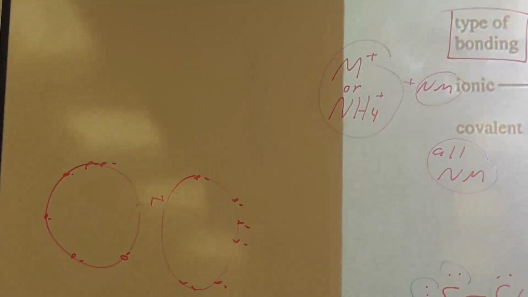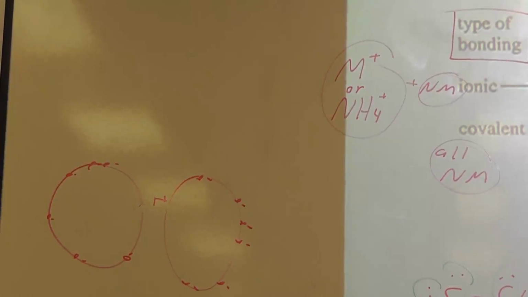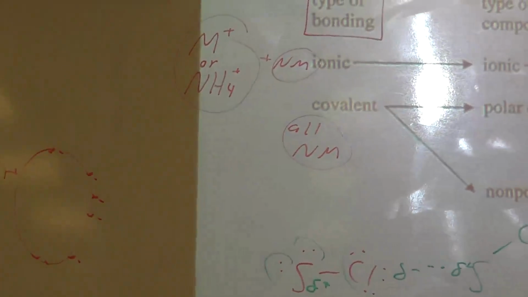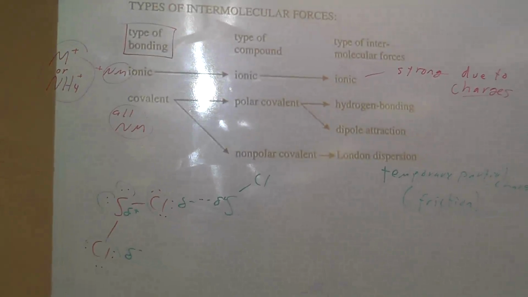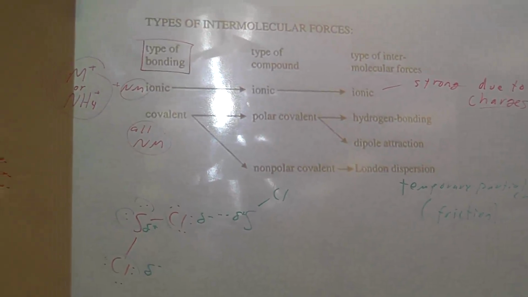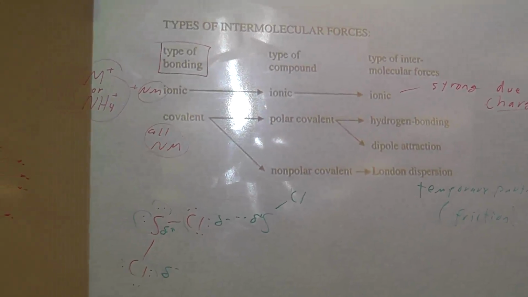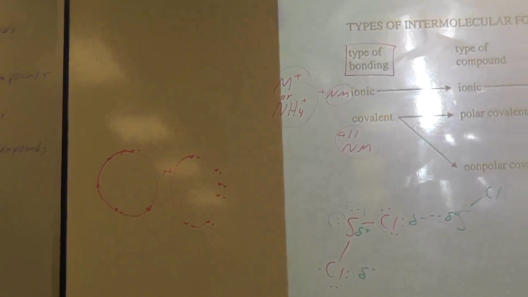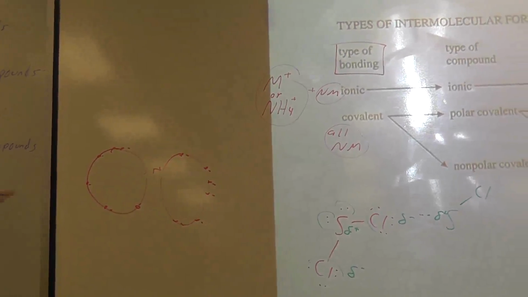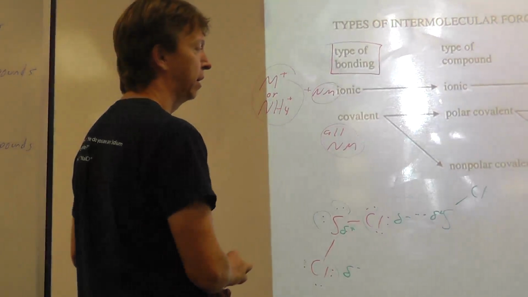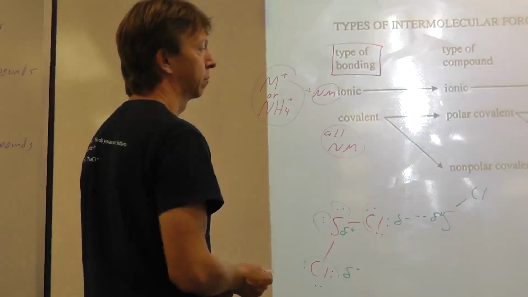And that gives you these flashes of what's called temporary partial charge. There for a moment and gone. Very, very weak, but it's all you got. And that's why they're very weak forces. Nonpolar covalent is the other extreme. That's your weakest force. And it's because you don't even have real true partial charges. You just have temporary ones that come up in a flash as a result of friction.